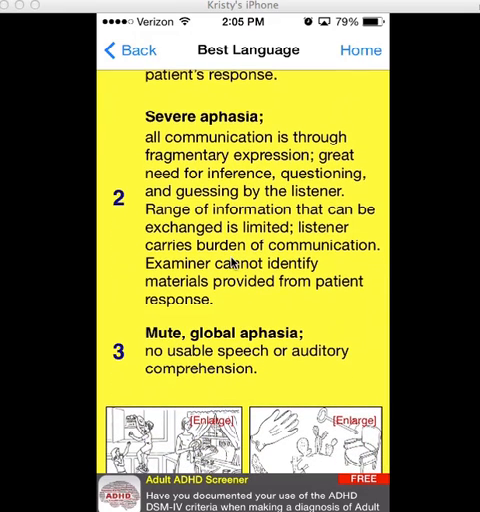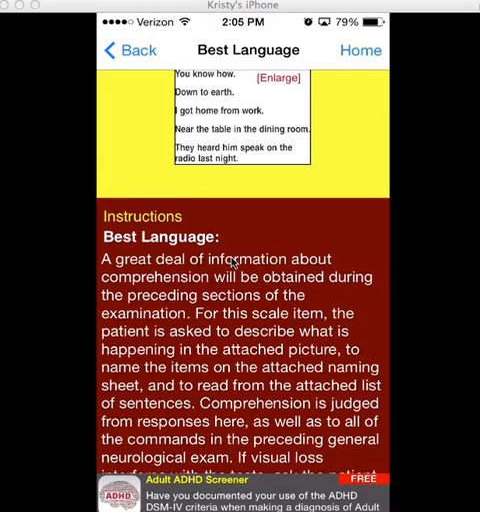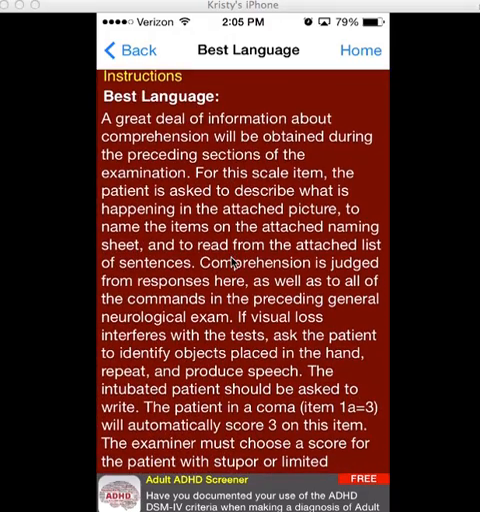A 3 is only given to patients who are mute and do not follow commands. A patient in a coma will score a 3. A patient who is intubated but awake can be asked to write down answers and can be scored based on their response.